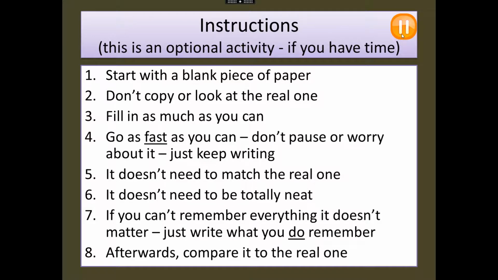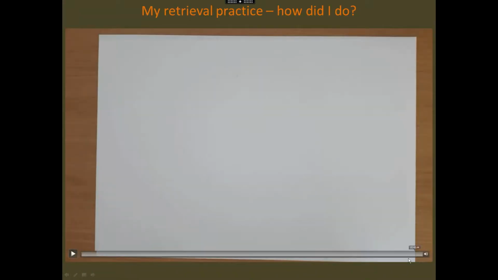It's about how much can you remember, and you just write it all down. You write what you can remember, then afterwards compare it to the real one, and if you want to, you could always add some more detail in at that stage. I had a go at this, right? Now, because I'm a teacher, because I've taught this a lot of times, I got nearly everything, okay?